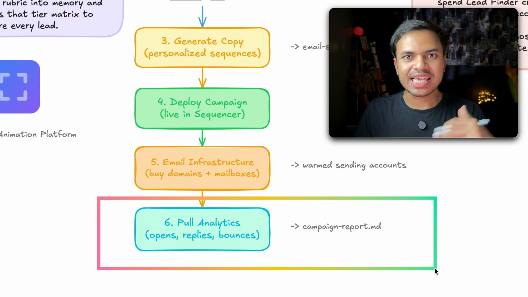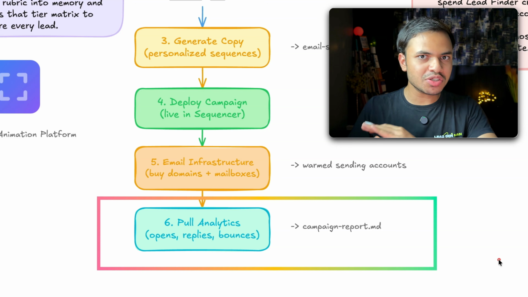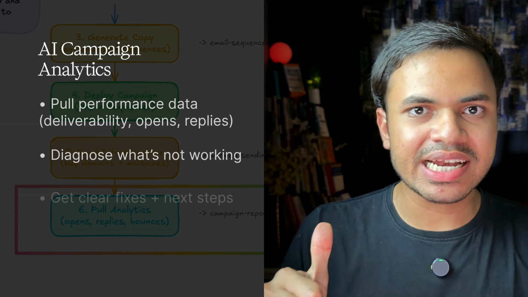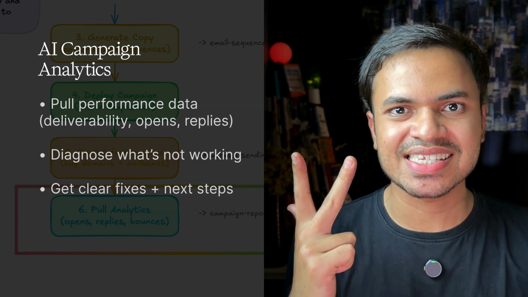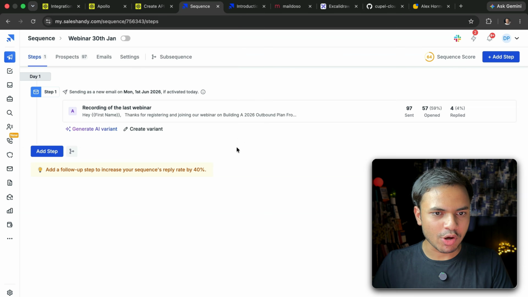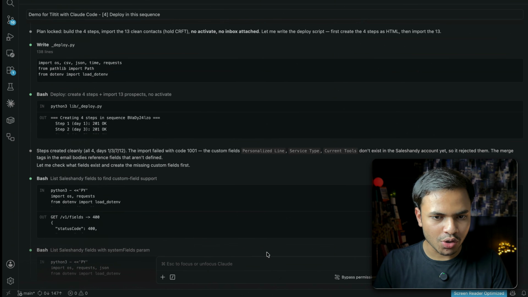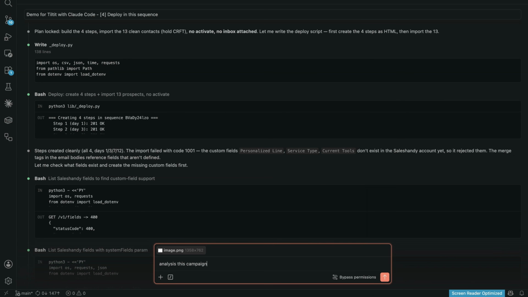And the best part about using AI inside cold email campaigns is to pull all the analytics. So it is not just pulling numbers, it is actually understanding that hey, this is where we are lacking, this is what we need to do, and this is how you can fix this. Let me show you one example on how you can analyze your campaigns with AI. Let me copy this sequence, go back to Claude Code, analyze this campaign.